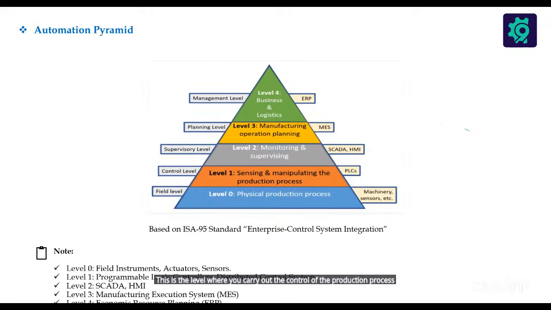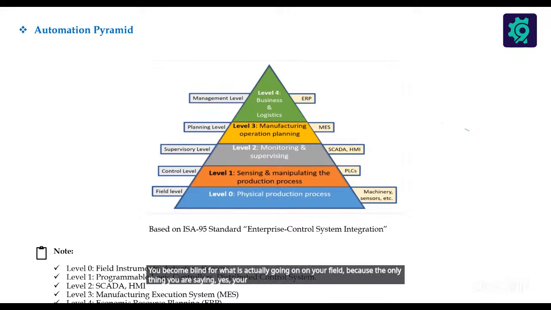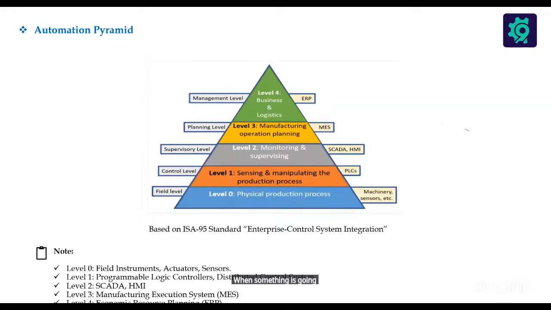After level one, we talk about level two, the monitoring and supervising process. You can actually control a plant. You can build your automation process just to the control level and end it there, right? What happens is that you become blind to what is actually going on in your field. Your devices are working the way you want them, you are switching this on and that on, but you cannot see when something is going wrong until it has gone wrong, right?